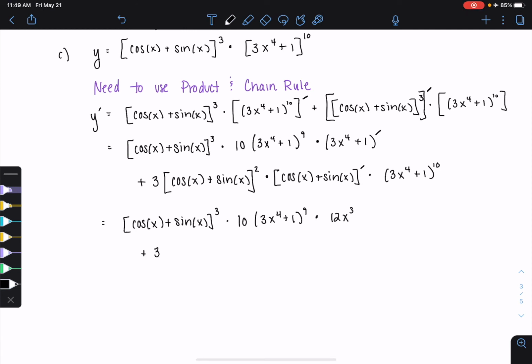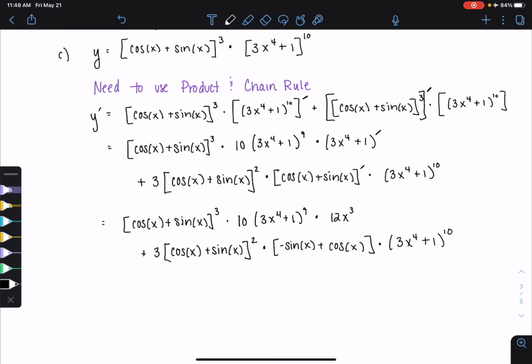For the second piece, we need to take the derivative of cosine plus sine. That becomes negative sine plus cosine. And then times this last piece. Okay. So if you left it here, that's perfectly fine.